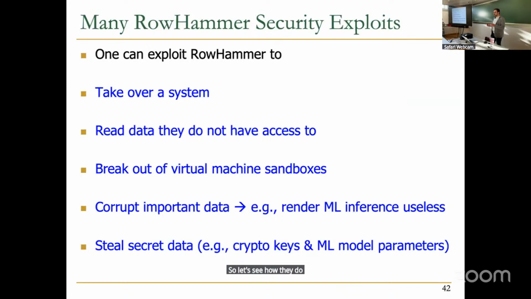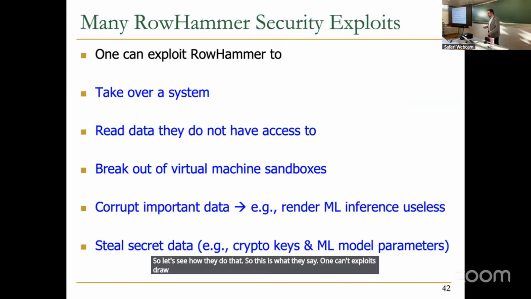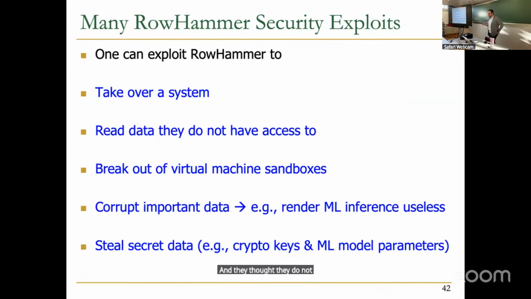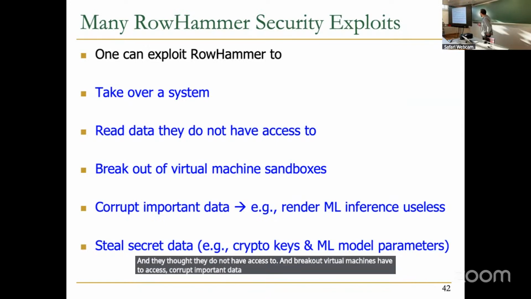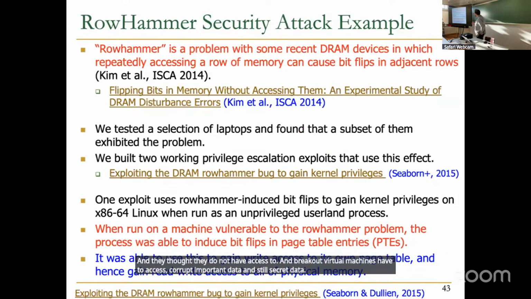This is what they say: one can exploit RowHammer to take over a system and read data they do not have access to, break out of virtual machine sandboxes, corrupt important data, and steal secret data. So let's see how they do that.